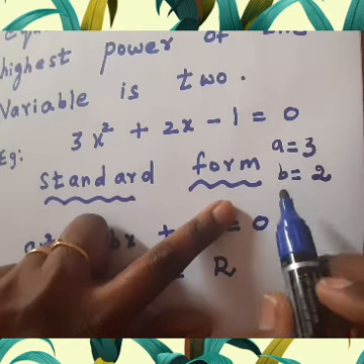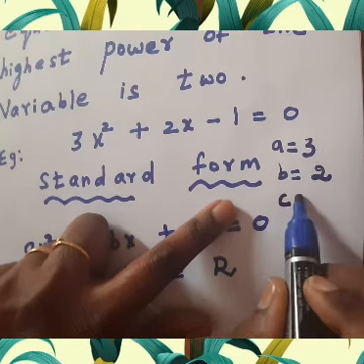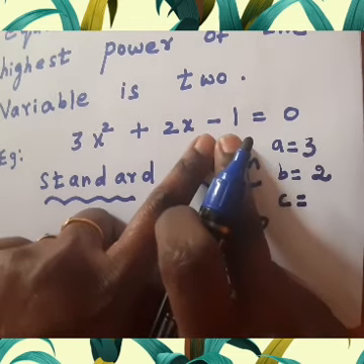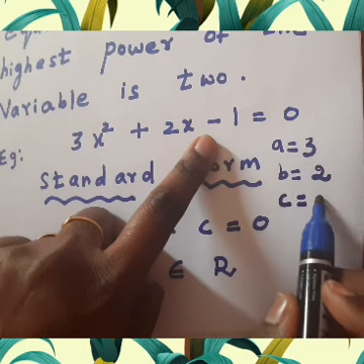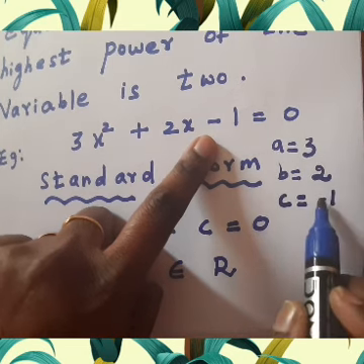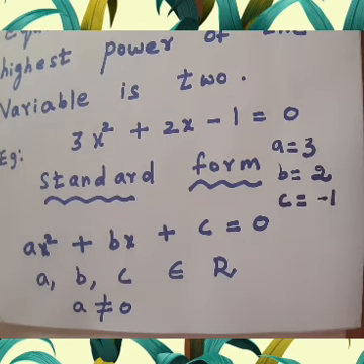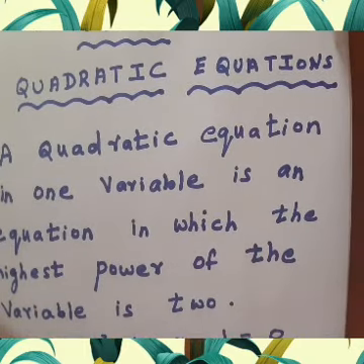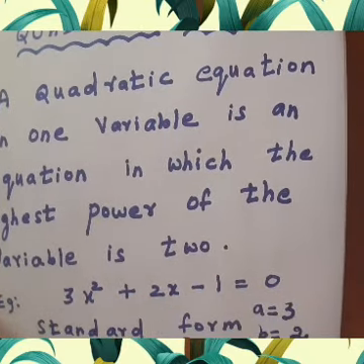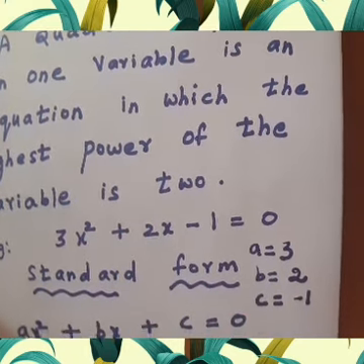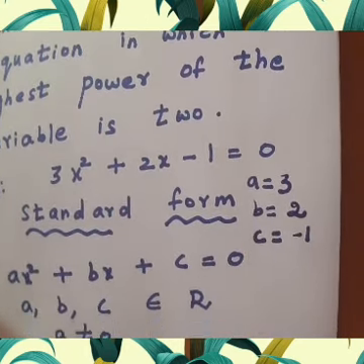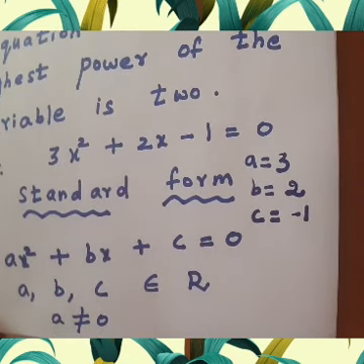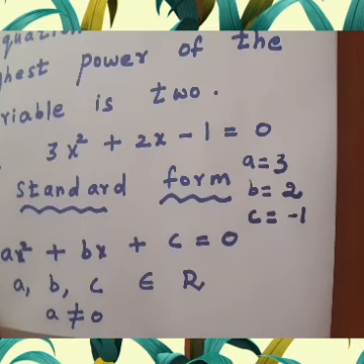What about the constant term? The constant term is represented by c. C is equal to, this is your constant term. The constant term is negative 1, minus 1. Understood, students? So you can have a look at the definition and make a note in your classwork. So what do you have to remember? The standard form of the quadratic equation is ax square plus bx plus c is equal to 0.